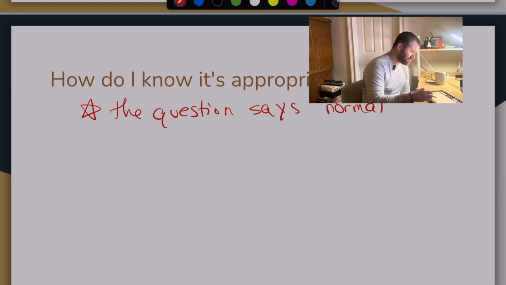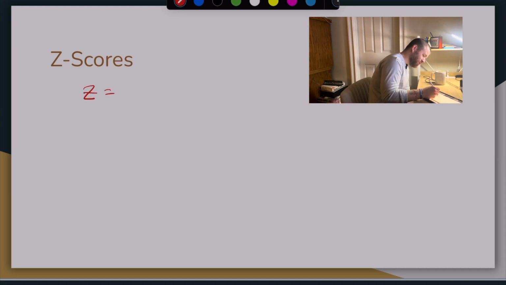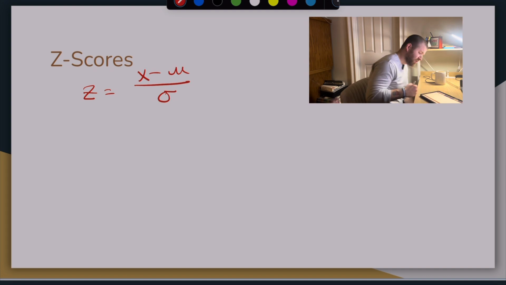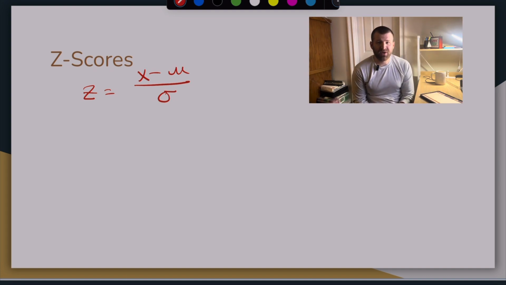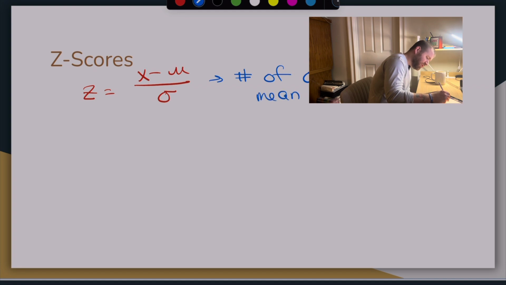Now, what is a z-score is incredibly important. The formula for a z-score is just the value minus the mean over the standard deviation. This is a huge topic that is tested both on the multiple choice and the free response. All this does is it tells you the number of standard deviations away from the mean your data point is.